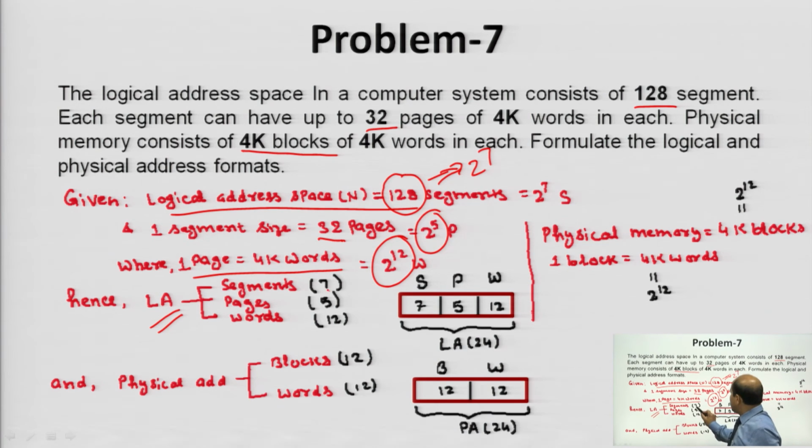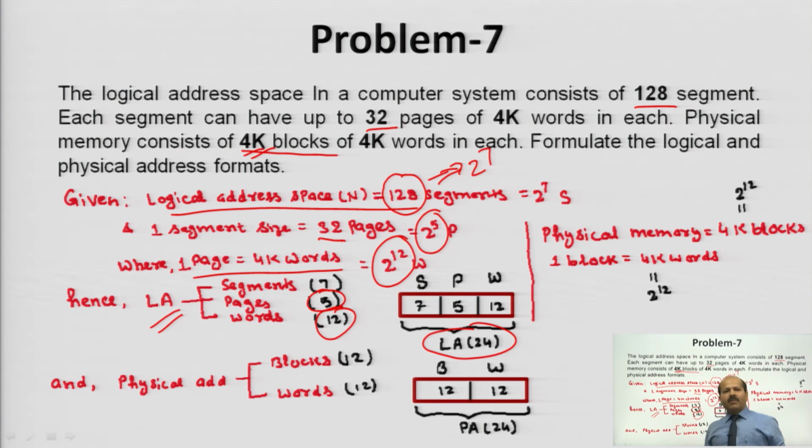So, that is why 5 bits are given here for paging, and in each page there are 2 to the power 12 words, since 4k is the size of one page. So, it will come as 12. So, we can easily map the segment, page and word, which is already calculated. 7, 5 and 12 are assigned. So, the logical address will be the total of these, that is equal to 24.